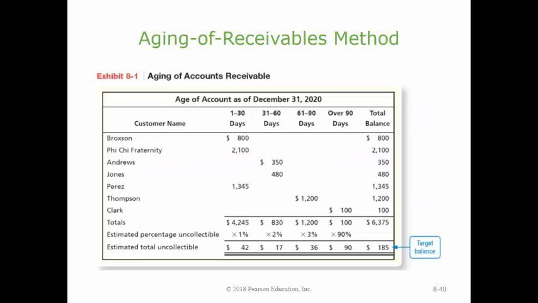Exhibit 8.1 shows the aging of the accounts receivable for Smart Touch Learning. Total accounts receivable is $6,375. However, the balance can be broken down into 4 balances. Those balances represent various transactions of differing ages. We can tell from the exhibit that our target balance for allowance for bad debts is $185.